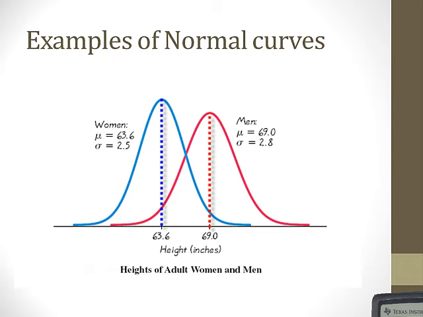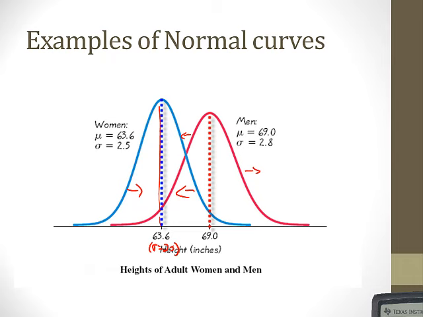A couple of examples of normal distribution. We see here the women have a mean of 63.6, so the mean is going to go right here in the middle, and a standard deviation of 2.5. I will usually write that right below, just so I can see that, as well as with this one. Men have a mean of 69.0, standard deviation of 2.8. When standard deviation is smaller, it's going to be a little more pulled in. This one's a little wider because it's got a larger standard deviation. Not that much wider in this case.